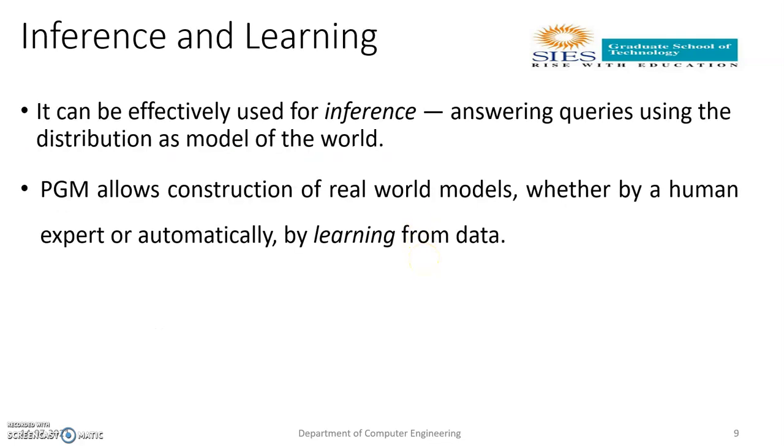Moving on to the next variety, that is inference and learning. So inference is any abstract hypothesis which I usually create. For example, if I say that today at 11 o'clock it's going to rain, this is an inference which I am trying to create, and I'm creating this inference from the knowledge base which I have, right? So PGM allows construction of real world models, whether by a human expert or automatically by learning from the data.